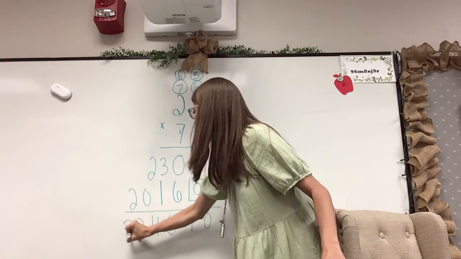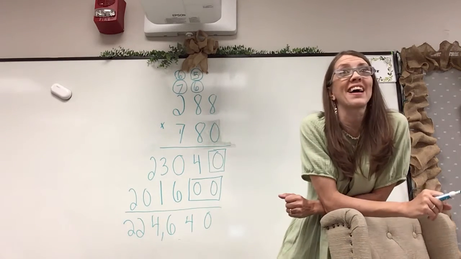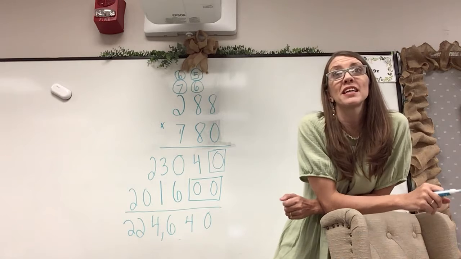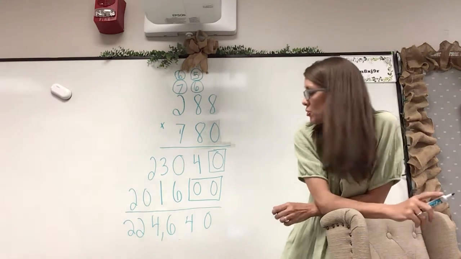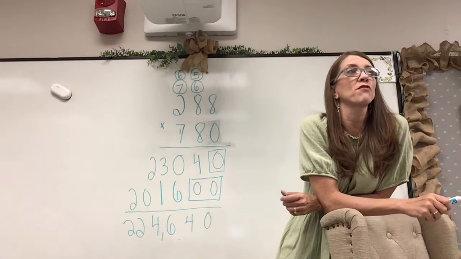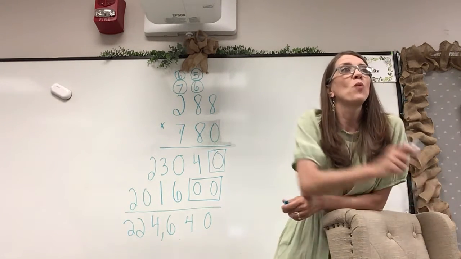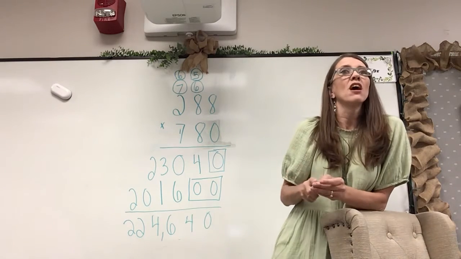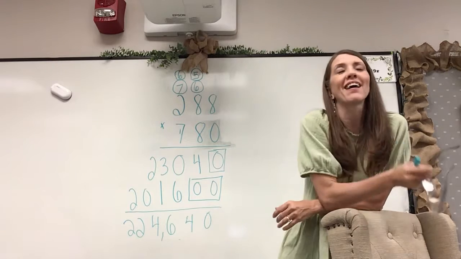Who got it? 224,640. Stand up if you got that. If you didn't, okay, keep standing. What is it? 224,640. Okay, do not talk right now because I want to find out where we're making some of our mistakes. All right, who can find their mistake? Raise your hand and tell me this is what I did wrong.